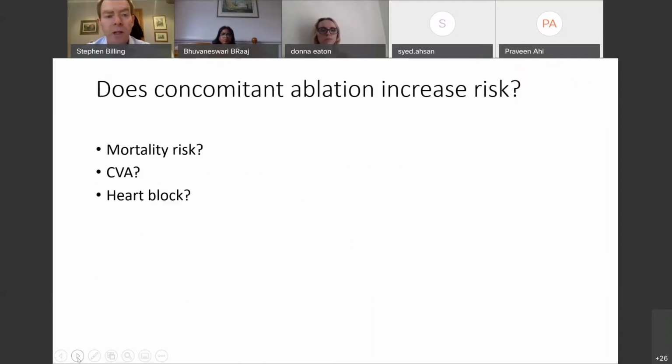So here's the big question. Does concomitant ablation increase the risk of your surgery procedure? And is it a mortality risk? Is there a perioperative stroke risk related, or does it just give you more heart block?